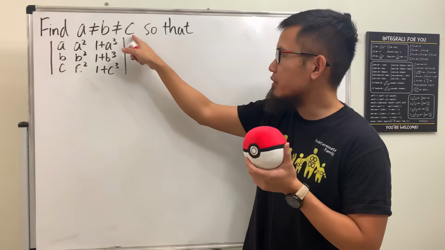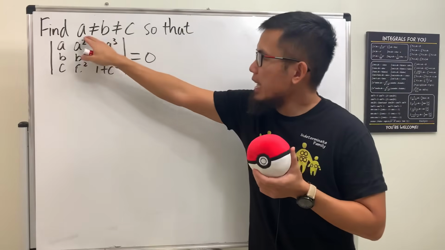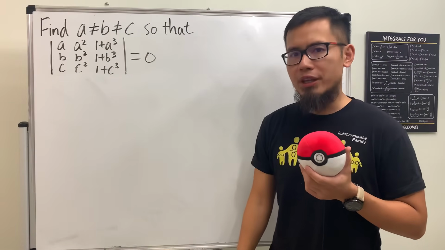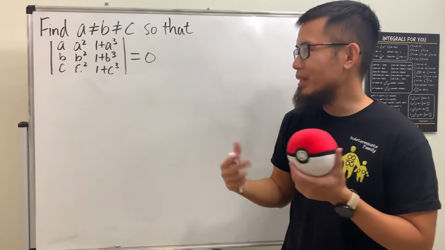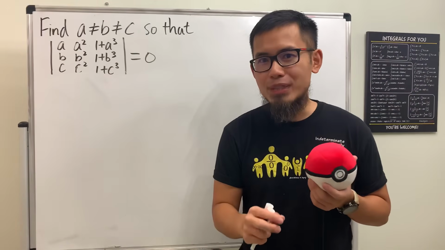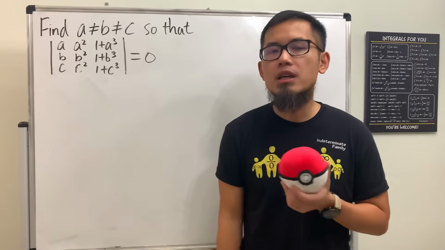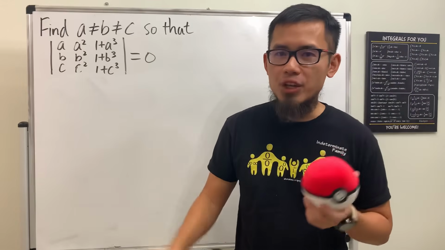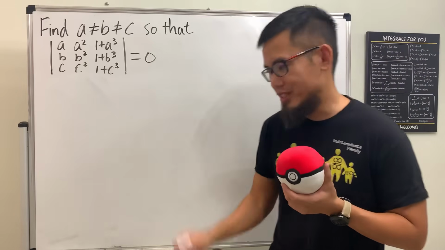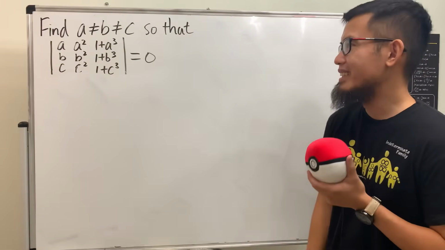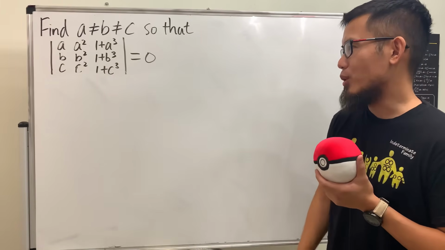Notice that the reason we have this condition is because if A and B are equal to each other, for example, then the first two rows will be equal to each other. Then in that case, we know that by one of the properties of the determinant, if two rows are the same, then the determinant is just automatically equal to 0, right? So that's not that fun. Okay, let's see how we can approach this then.